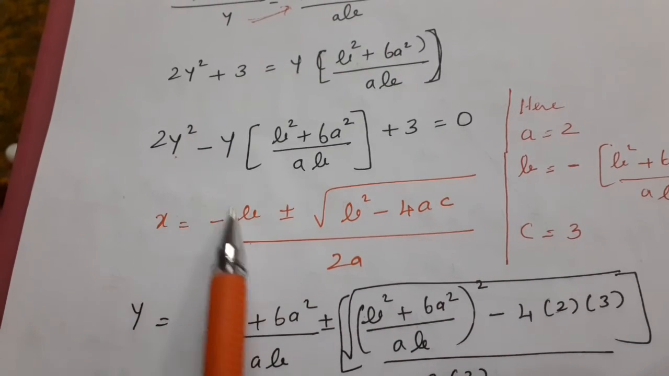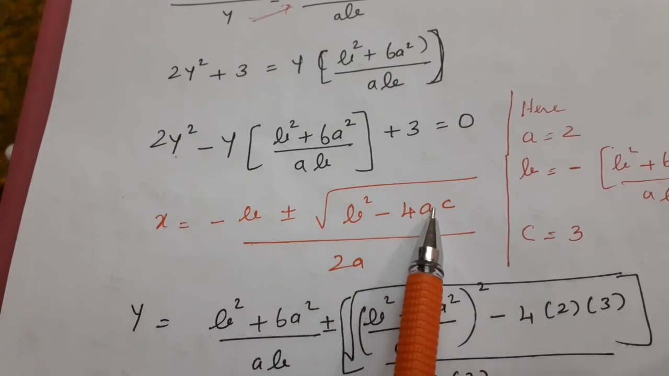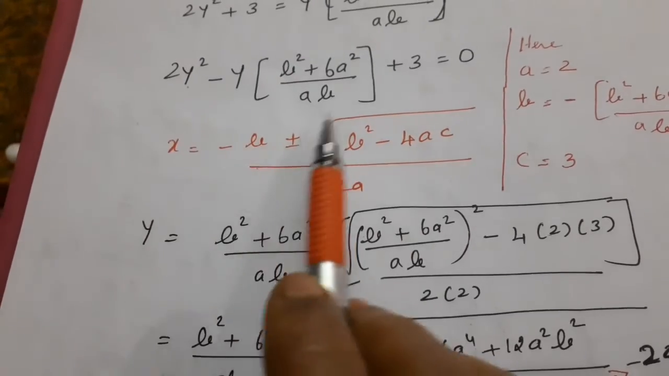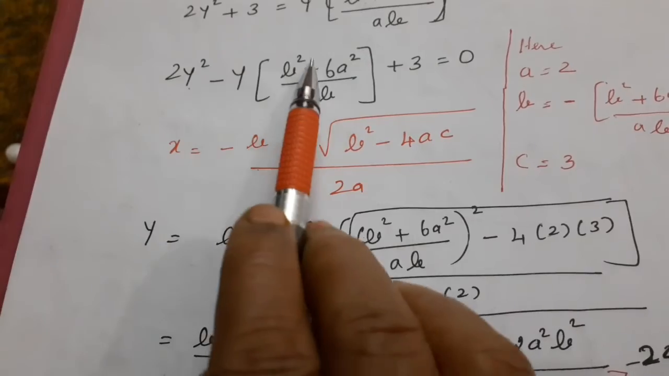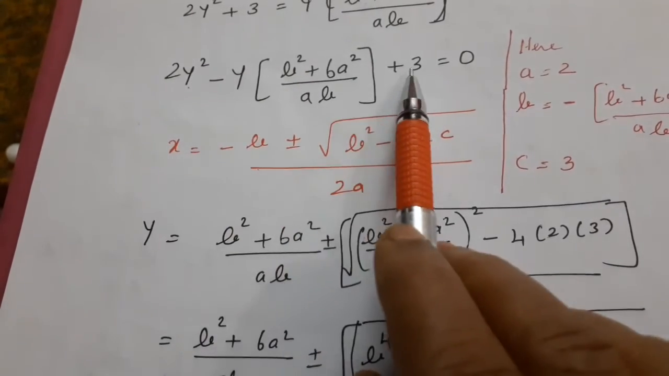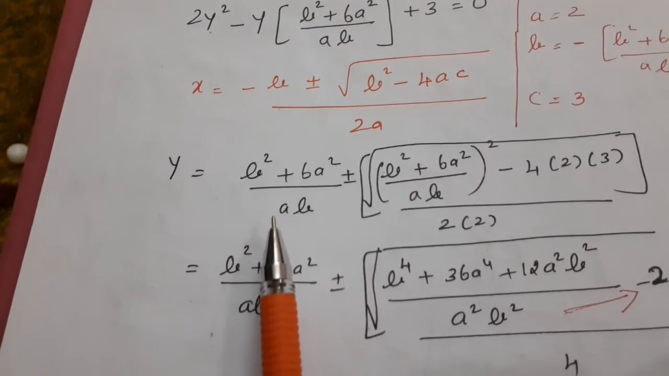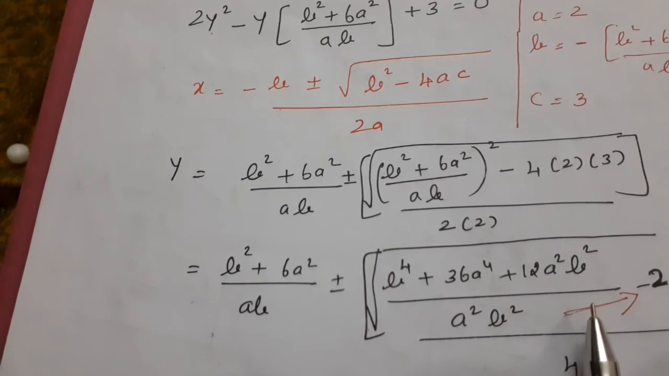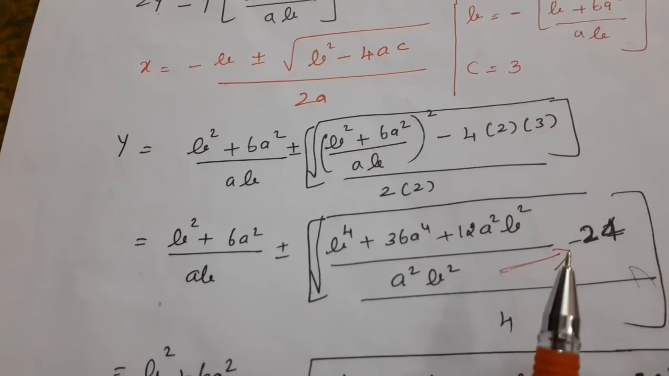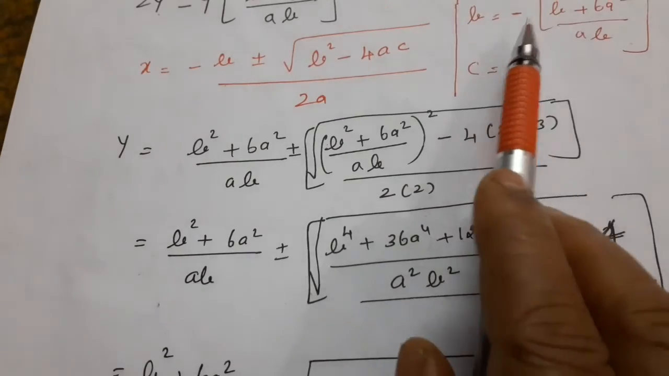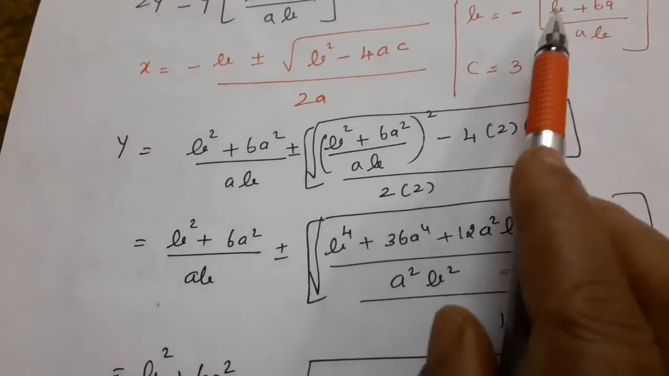So x is equal to minus b plus or minus root of b square minus 4ac divided by 2a. Substitute the value. Instead of a, you write 2. Instead of b, write the coefficient of y value. Instead of c, write 3. So after simplification, what happens? See, the calculation part is very important. It's a little bit hard for you, go through that one. Instead of b, there is a very big term, you substitute the b term.